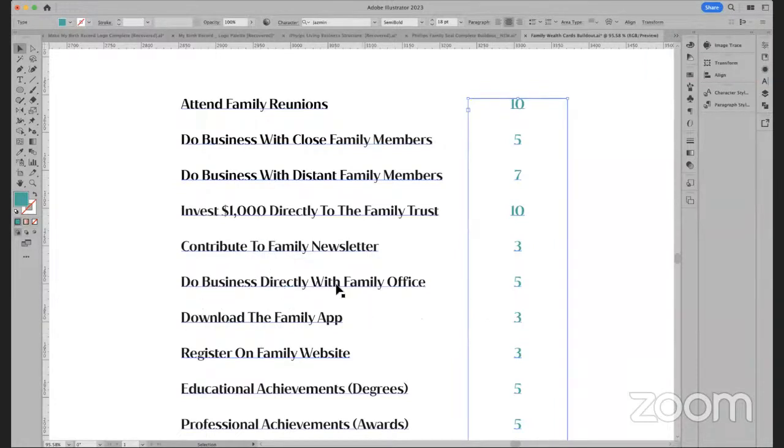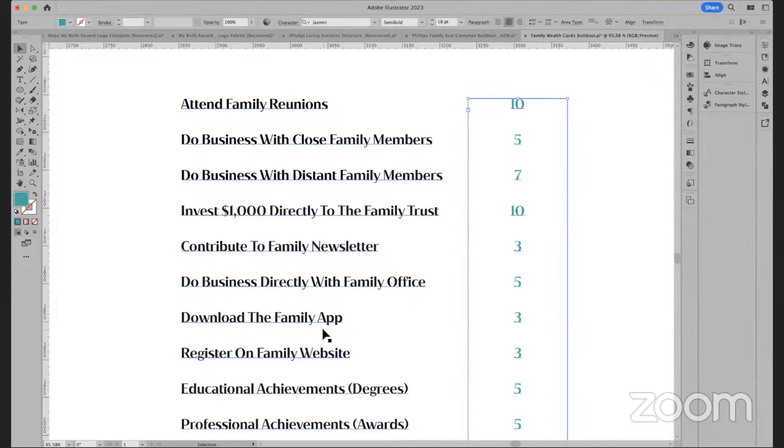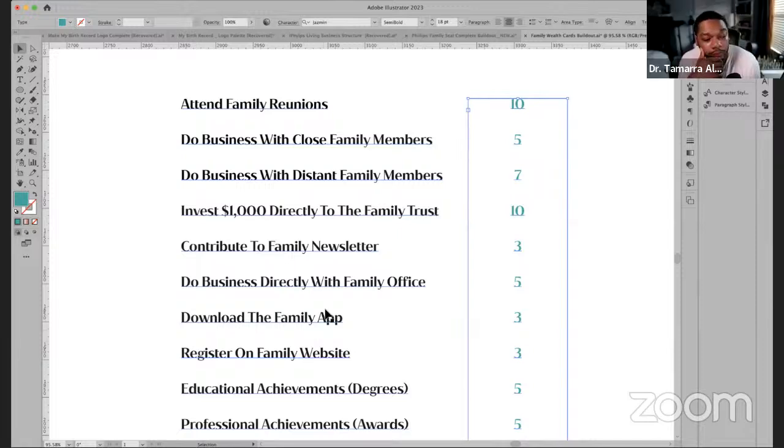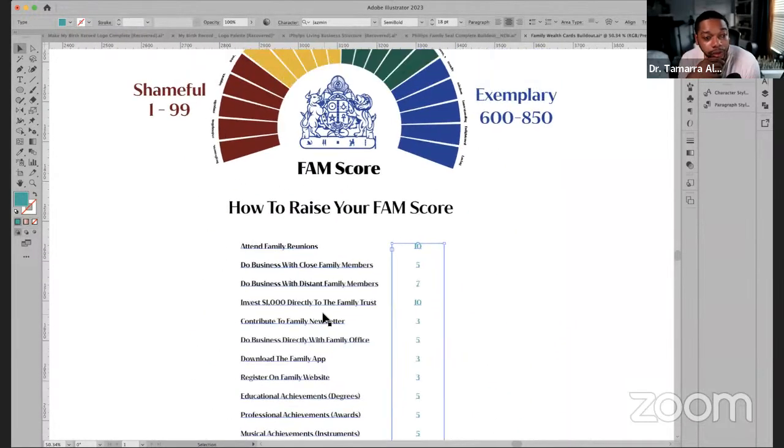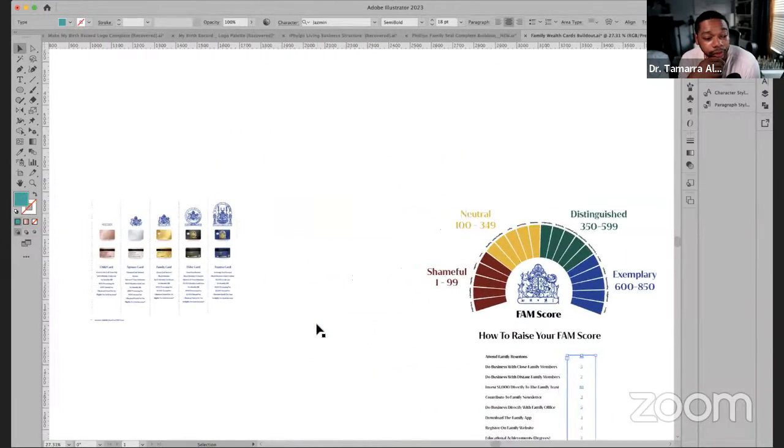And like doing business directly with the family office. That's important. If the family office needs someone who does music, to make a commercial for a presentation at the retreat, or something, we need somebody that does sound engineering. Is there anybody in the family? Okay, you did it directly with the family trust or the family office, so you get points for working with us. That's good, man. I like this a lot. This is very smart.